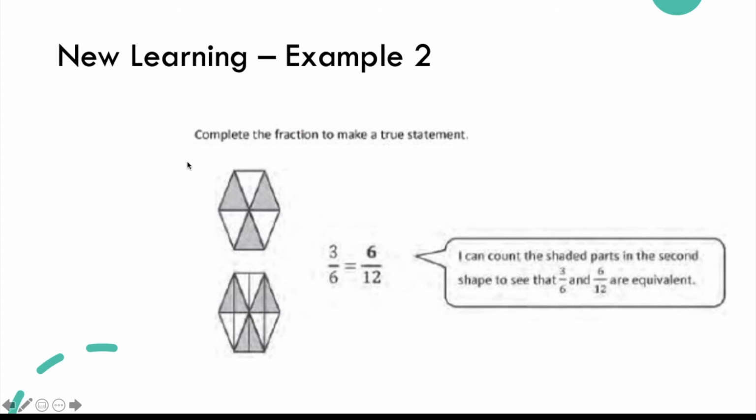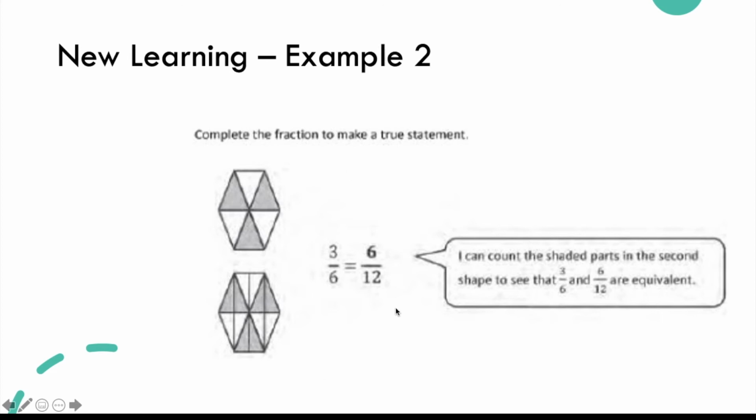Here's our second example. It says complete the fraction to make a true statement. So they have 2 models here. This one is showing me 3/6. I have 3 equal pieces shaded out of 6. This one is showing me 6/12. They cut some extra columns in. Now I have 12 pieces and 6 of them are shaded.